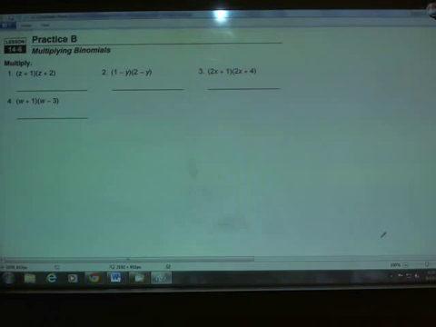This is the homework helper for Chapter 14, Section 6 in the 8th grade workbook, Multiplying Binomials. We're going to start off with the first 4 questions that you see on your workbook page. Those are the 4 questions you see on the screen.